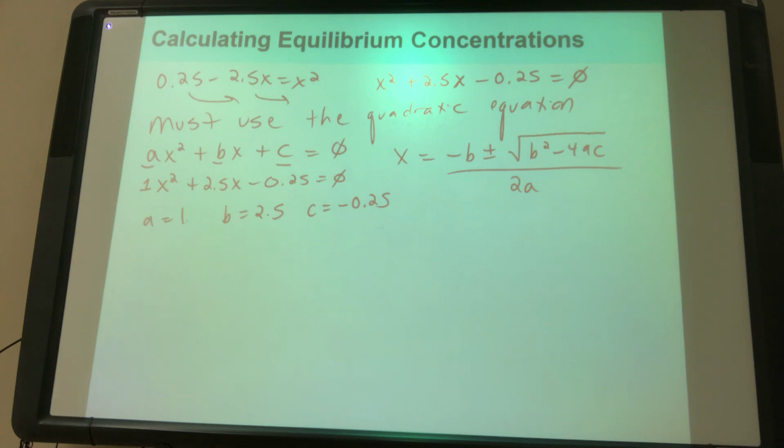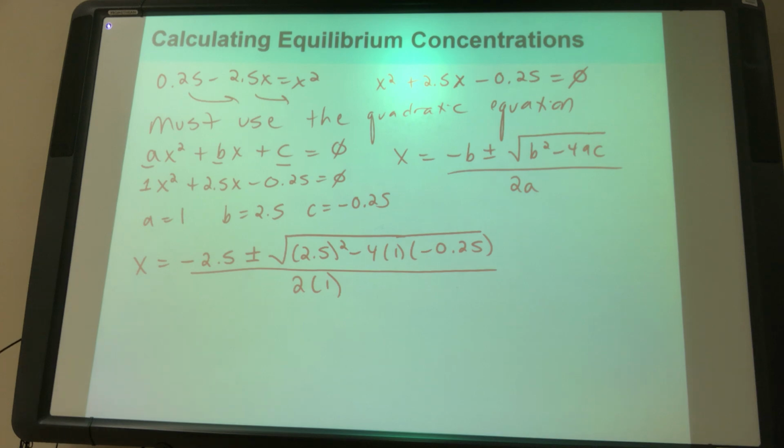So now I can take these and plug it into here. So x is equal to a negative b, negative 2.5, plus or minus the square root of b squared, 2.5 squared, minus 4 times a times c, which is a negative 0.25. All of that divided by 2 times a.